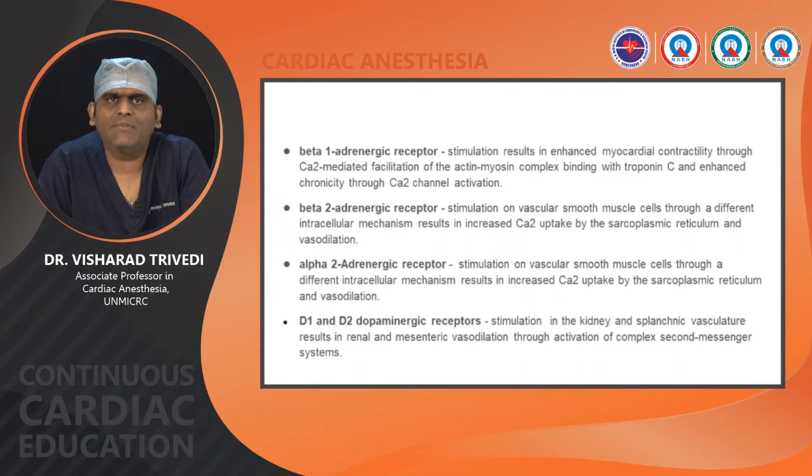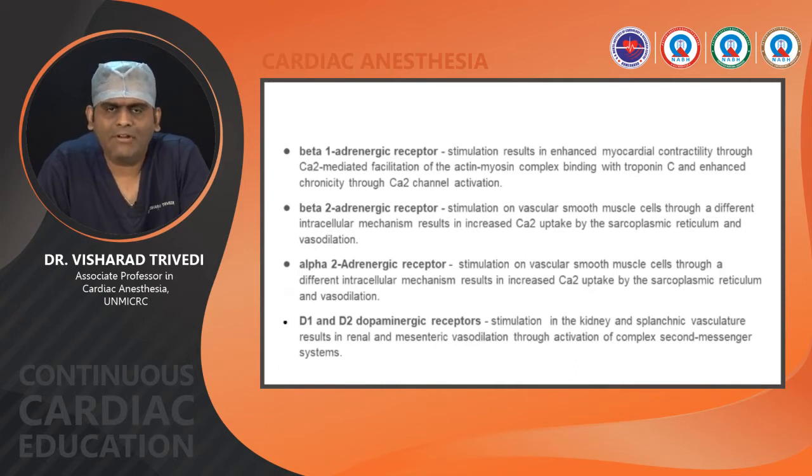However, if you stimulate beta 2 receptor, then this will lead to calcium uptake in the sarcoplasmic reticulum and that will cause relaxation. So it will lead to vasodilatation in the vessels. Alpha 1 receptor stimulation increases the contraction of the smooth muscle cells, so that will create a vasoconstriction, and alpha 2 receptors will cause increased calcium uptake into the sarcoplasmic reticulum, so that will cause vasodilatation.